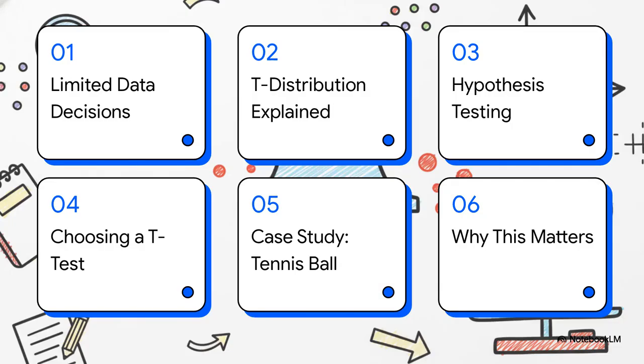Okay, so here's how we're going to break this down. First, we'll set the stage with the main problem, making decisions when you don't have a lot of data. Then we'll introduce the solution, the t-distribution itself. After that, we'll get into the how, the framework of hypothesis testing. We'll look at the different t-tests you can use, and then we'll make it all real with a case study. And finally, we'll talk about why this whole thing should matter to you.